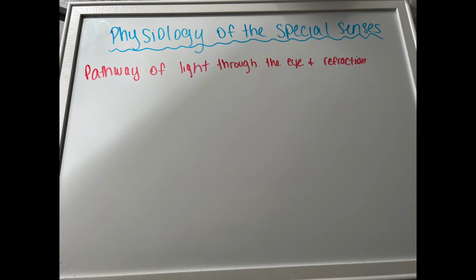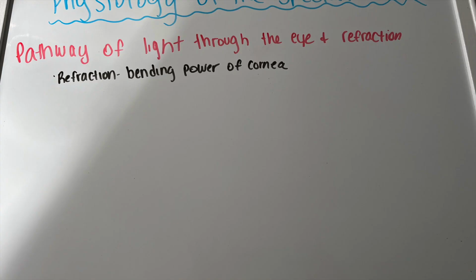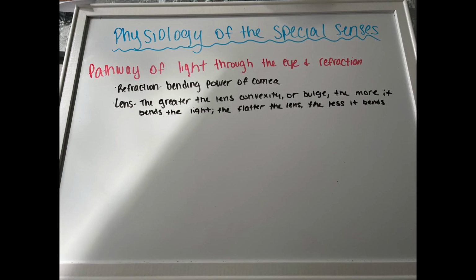Physiology of the special senses. Pathway of light through the eye and light refraction. Refraction. The refractive or bending power of the cornea and the humors is constant. However, that of the lens can be changed by changing its shape. That is, by making it more or less convex so that light can be properly focused on the retina. Lens. The greater the lens convexity or bulge, the more it bends the light. The flatter the lens, the less it bends the light.